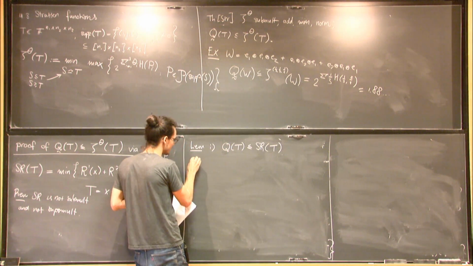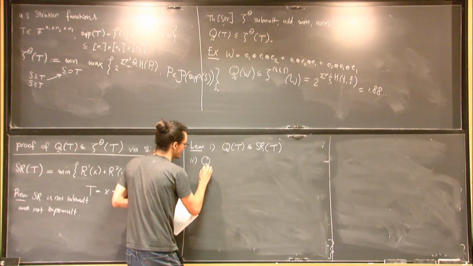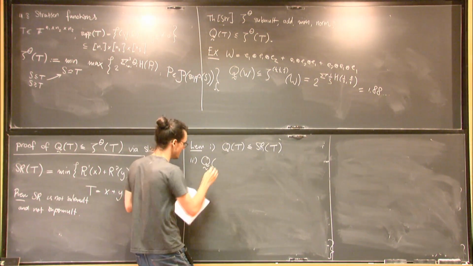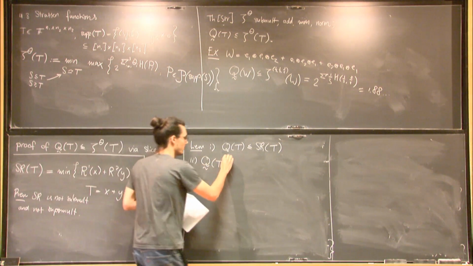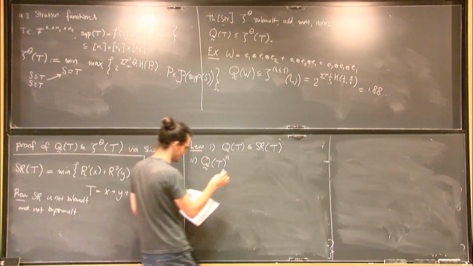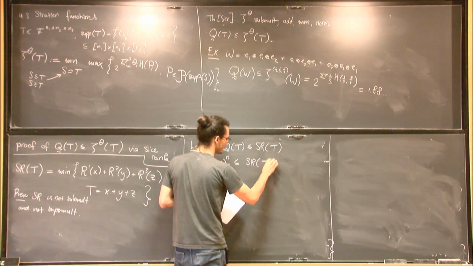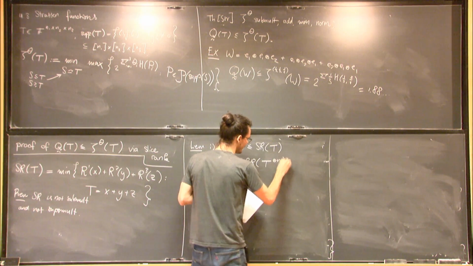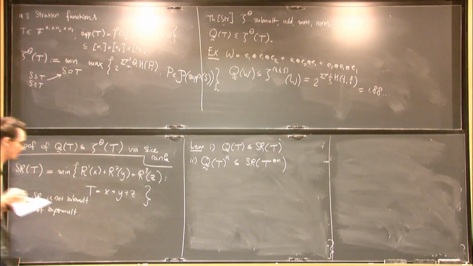From this statement, it follows that if I'm interested in the asymptotic subrank, and I take it to the power n, this n I can put inside or outside, doesn't matter, then this is at most the slice rank of t to the power n. That's a trivial consequence of the first line.